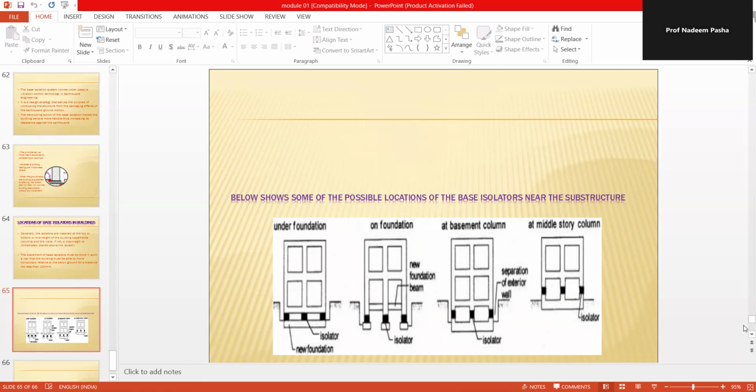If suppose at the foundation we need to provide the base isolator, then this should be the sketch: isolator, new foundation beam. If suppose we need to provide the isolator at the base column, then this should be the arrangement: separation of exterior wall, and in between the two we can provide the isolator. Finally, at middle story column, if suppose at the middle we want to provide the isolator, then also we can provide it. So there are possibly four cases with the help of which we can provide the base isolators near the substructure.